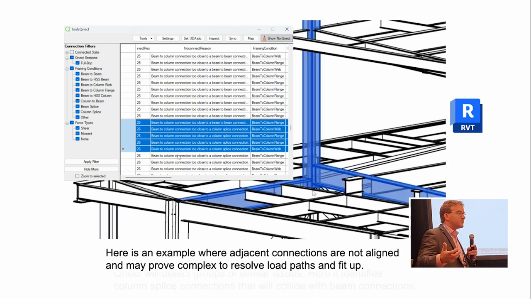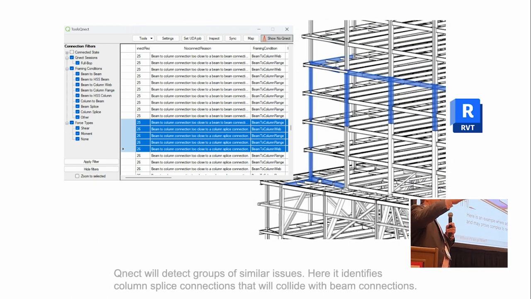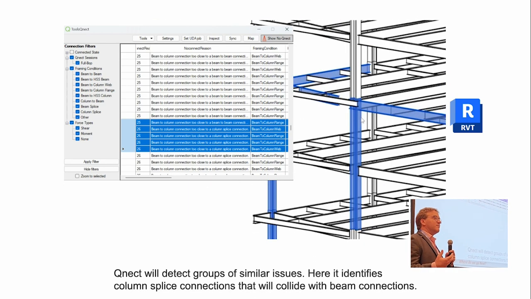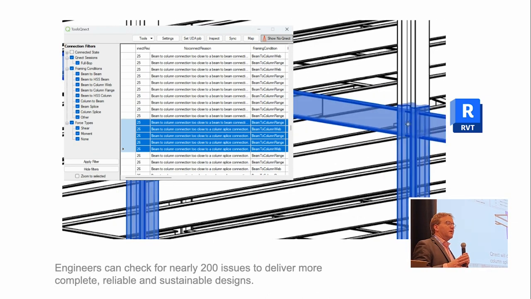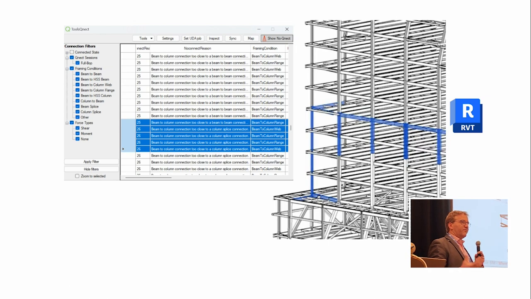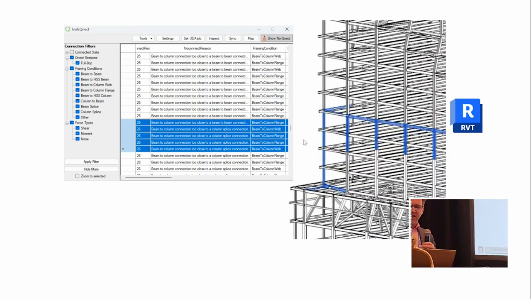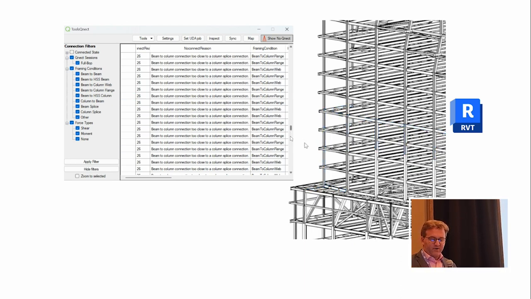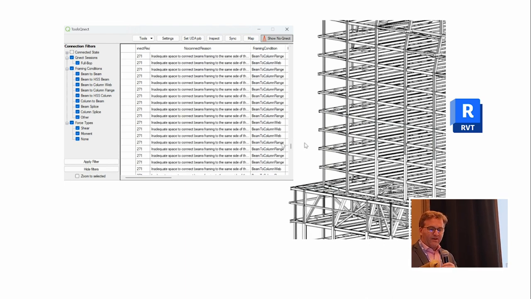Where's the column splice location? Did you model it in Revit at top of steel, or is it at 4'6" above top of steel, which is where it needs to be from a fabrication and erection position? So we have nearly 200 of these checks that will audit the Revit model for the engineer to identify these constructability issues. And we're excited to work with WSP as our first driver of this workflow. And I see this in the future.